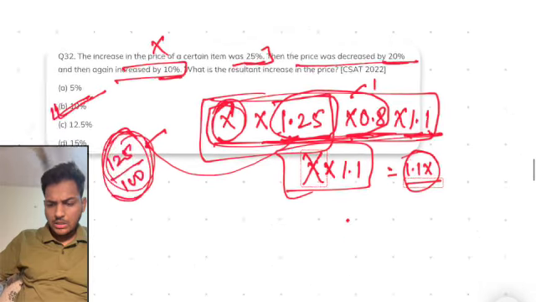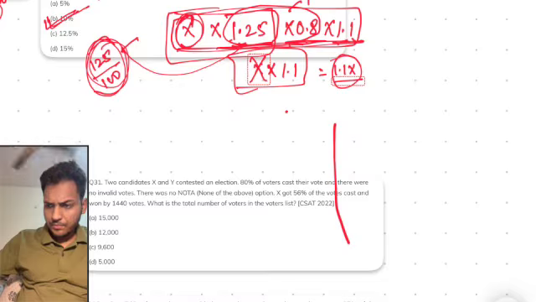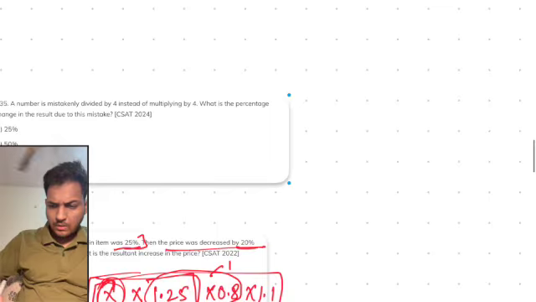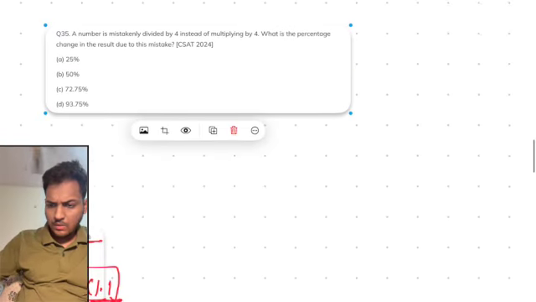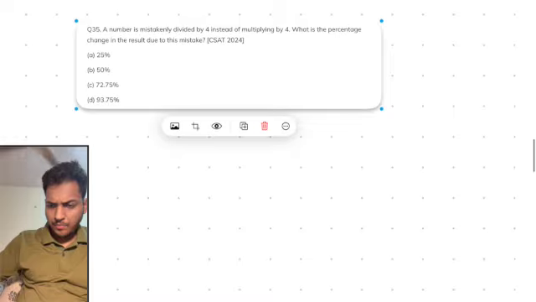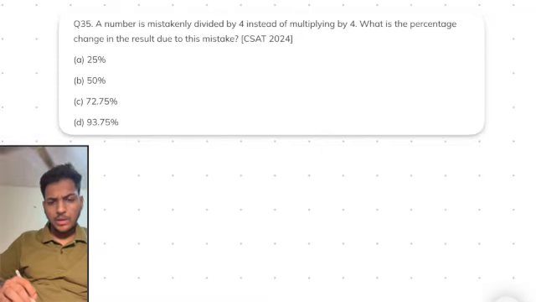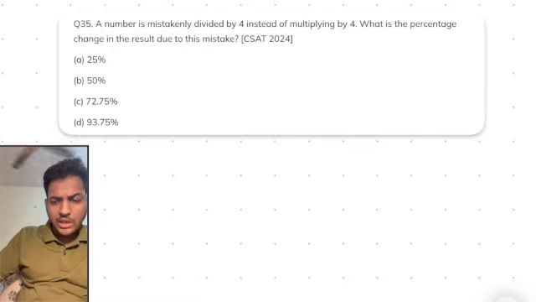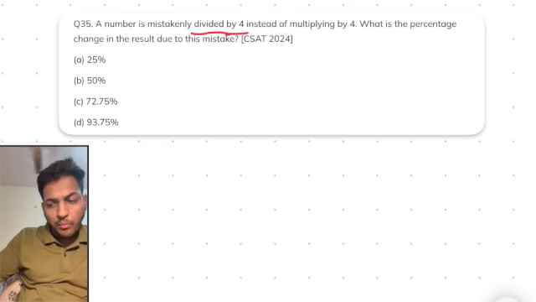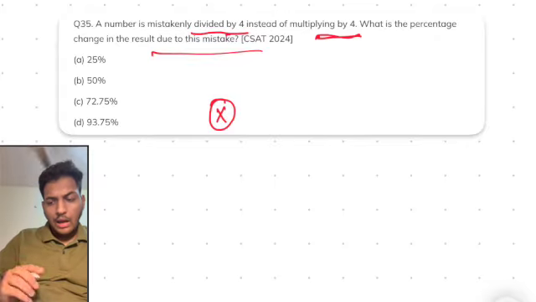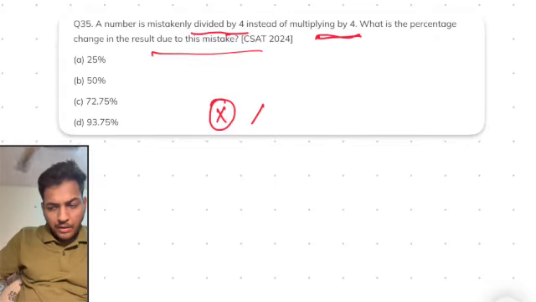Now we will see another question. Now see this question, you have to follow very clearly what the question is saying. This question is saying that a number is mistakenly divided by 4. So the mistake is dividing by 4 instead of multiplying by 4. What is the percentage change in the result? So suppose x is the number, okay, and it was to be multiplied by 4.